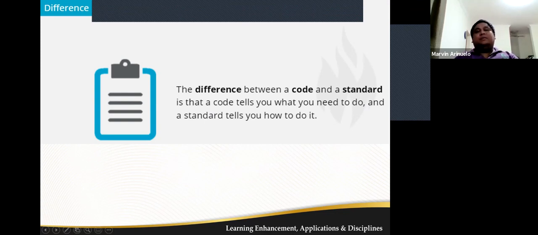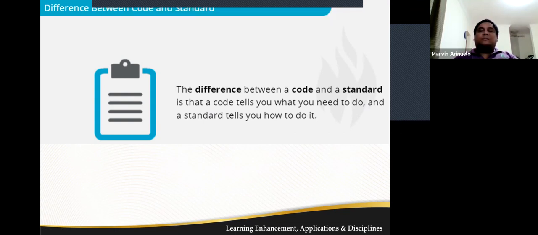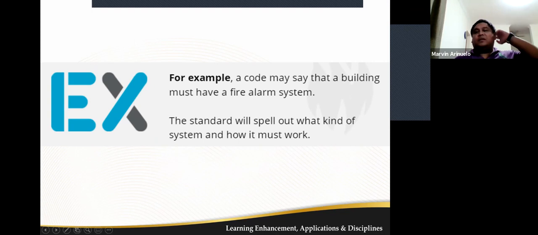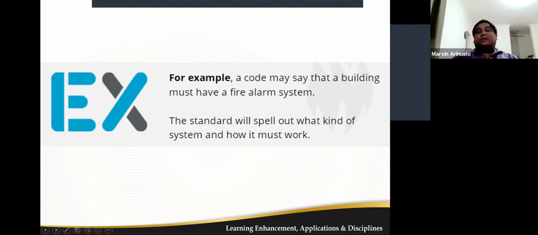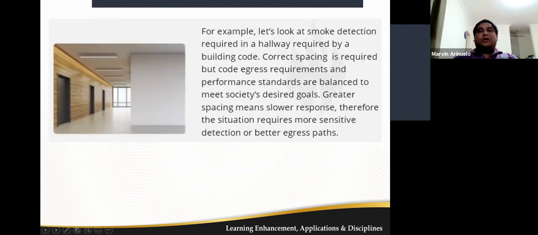Now, the big difference between the code and the standard: the code tells you what you need to do, and the standard tells you how to do it. So the standard provides the guidance, and the code provides the requirements. For example, the code may say that the building must have a fire alarm. There's not enough detail, okay? But the standard will specify clearly what kind of system or fire alarm is adequate based on the type of application or occupancy and how it will work.